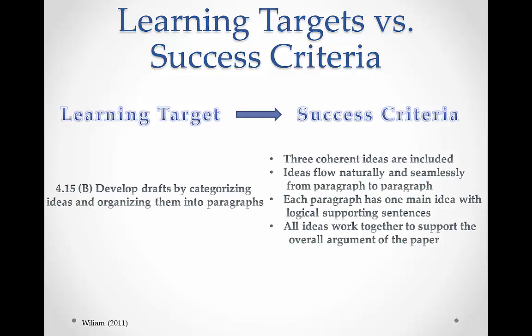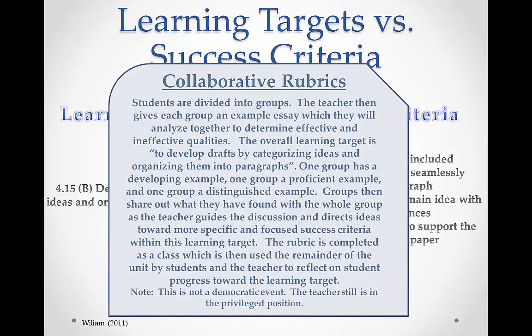To see how to implement learning targets and success criteria into your lessons, pause the video now and check out the example. The important thing to remember in this example is that the students do not have final say as to what the success criteria are. This is not a democratic process. It is the teacher's responsibility to lead students toward accurate observations and therefore appropriate success criteria.